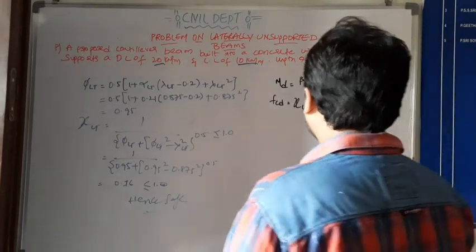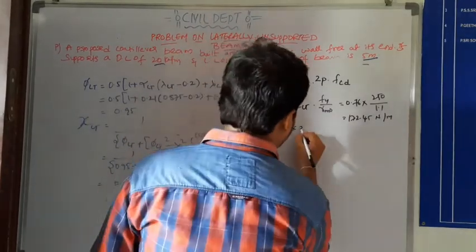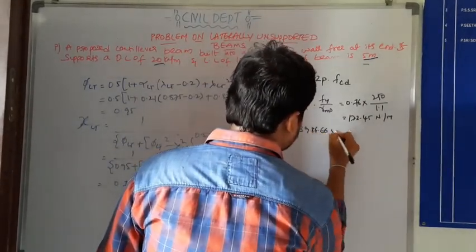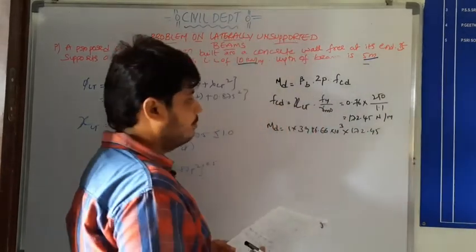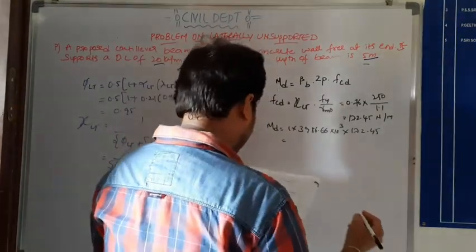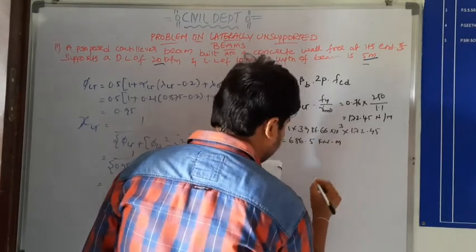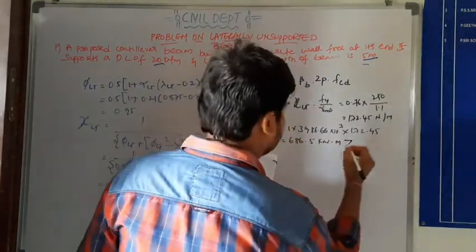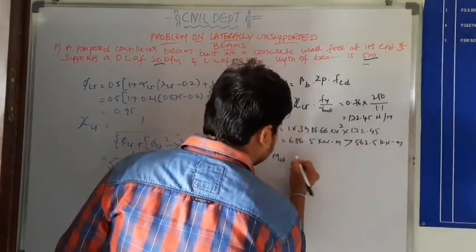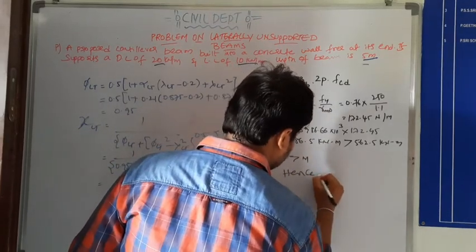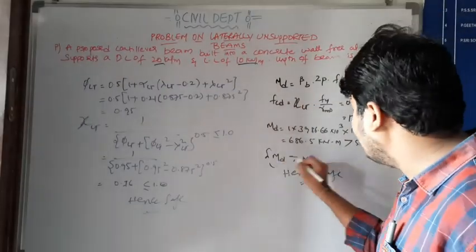172.45 Newton per mm square. So substituting the value for MD, 1 into ZP value 3986.66 into 10 cube into 172.45. By solving the value, we will get 686.5 kilonewton meter, which is greater than 562.5 kilonewton meter. Therefore, MD greater than M and safe. So MD must be greater than M.